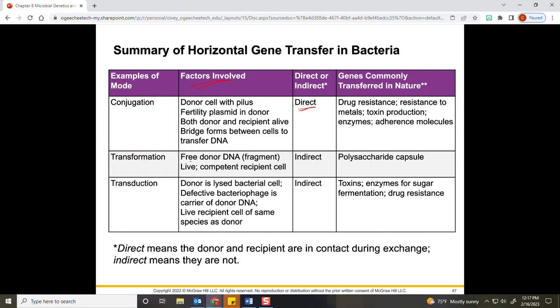Transformation, that's when DNA from the environment was absorbed by competent cells, indirect. And then here in transduction, we have to have a bacteriophage involved, which infects cell A, incorporates some of the bacterial DNA into its viral genome, and so when it goes on to infect the next bacteria, the injection will cause the infection of not just viral genes, but also bacterial genes from cell A. And that's an example of another indirect method of gene transfer.